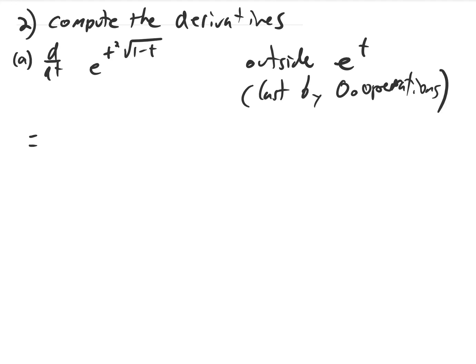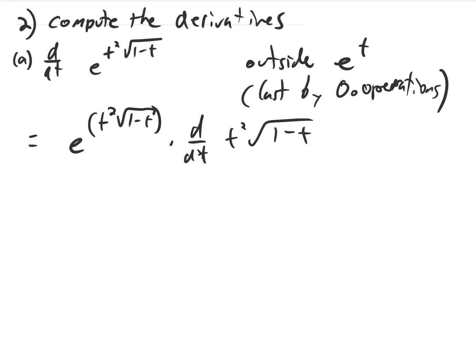All right, so then this will be the derivative of the outside function, but instead of having t plugged in, we'll have t squared root 1 minus t plugged in. And then we have times the derivative of the inside function. Now to take the derivative of the inside function, I will need product rule, because we have the product of functions, t squared times root 1 minus t.